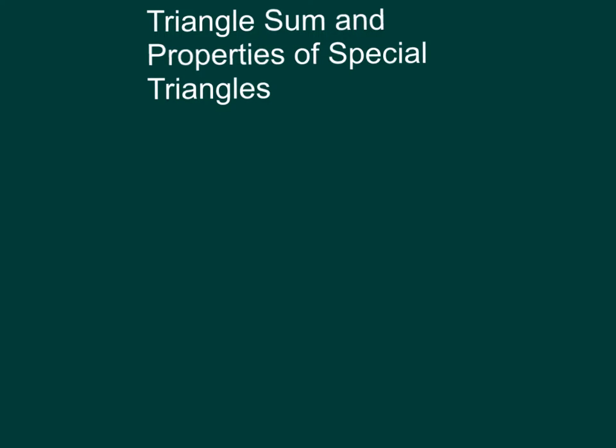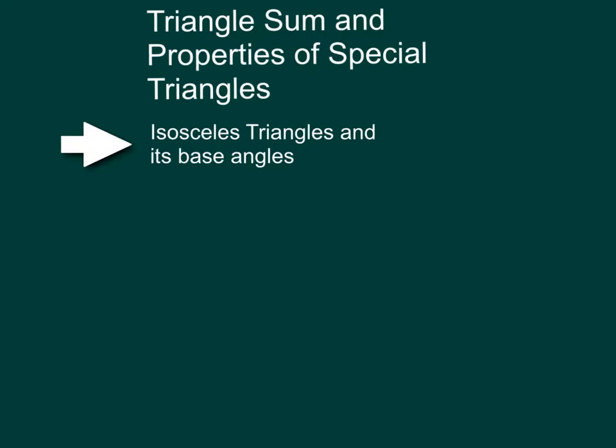All right, so this is the final screencast in Chapter 2. You've seen many relationships between angles and sides, and so we're going to finish up here with triangle sum and the properties of special triangles. Let's start out then with the isosceles triangle, which we talked a little bit about. It was in one of the examples we did in one of the previous sections.